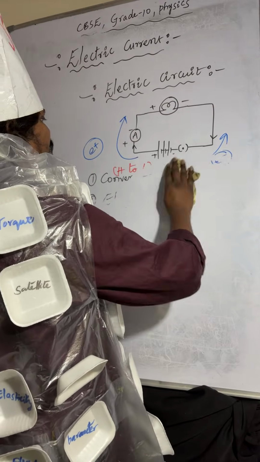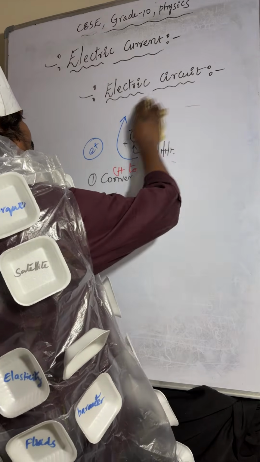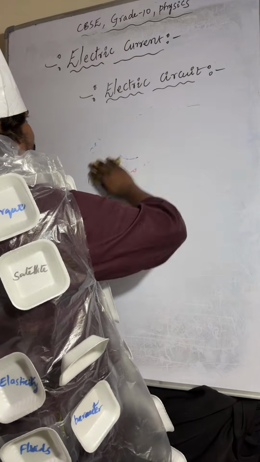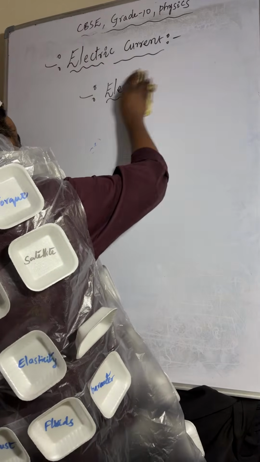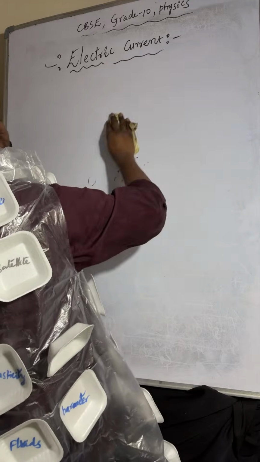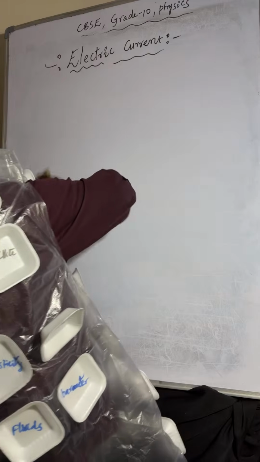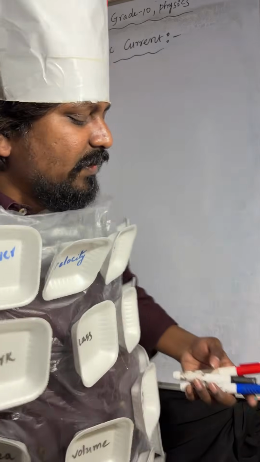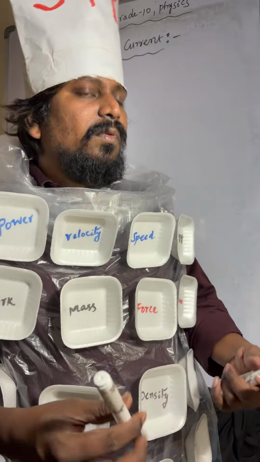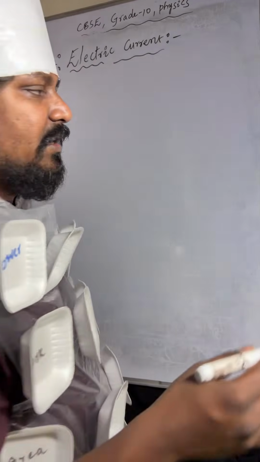Okay, so conventional current and electric current. So this is the information, and the next one. So we'll discuss potential difference and electrical potential. Electrical potential. So we'll discuss those points. Potential difference.